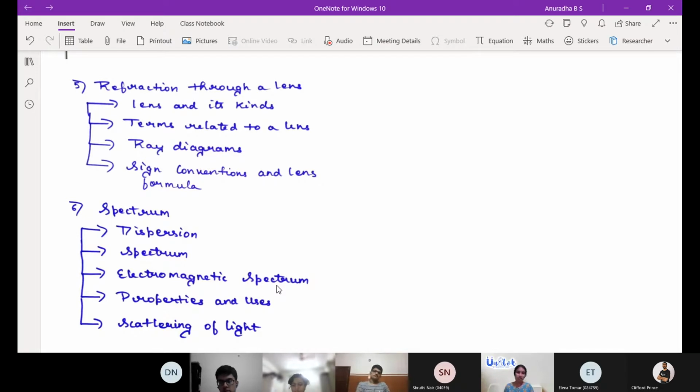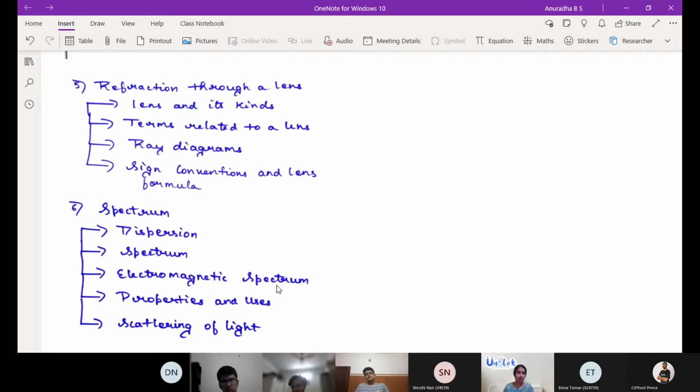Only if you understand those concepts like sign conventions will you be able to solve the problem. Definitely there is going to be at least one problem from sign conventions. Definitely you will have one problem from this. So you're supposed to know that. Okay, so that is about refraction through a lens.